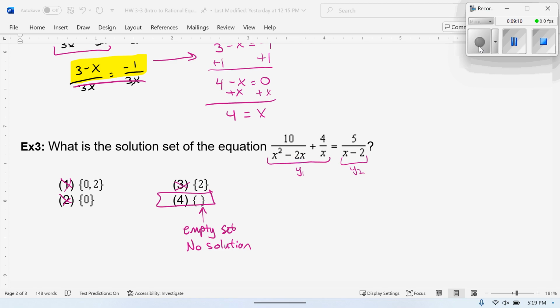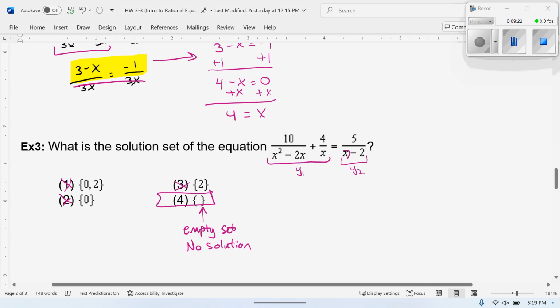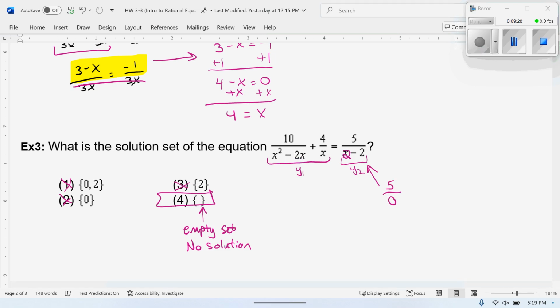Can you figure out why 0 and 2 don't work for this problem? Maybe you realized it, but 0 and 2 actually make these answers undefined. Look what happens if you plug in 2. You get 5 over 2 minus 2, which is 0. That's undefined. That's what's causing the error. And look what happens if you plug 0 in here. 4 over 0 would be undefined.